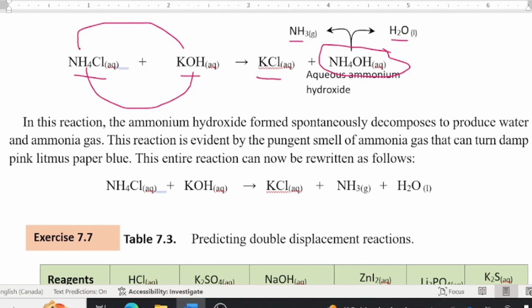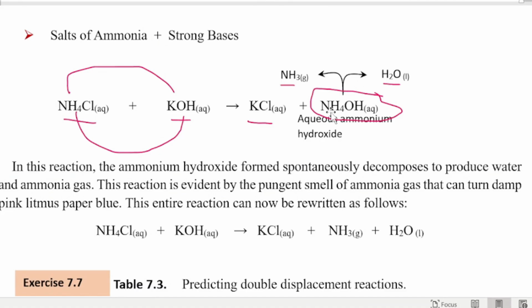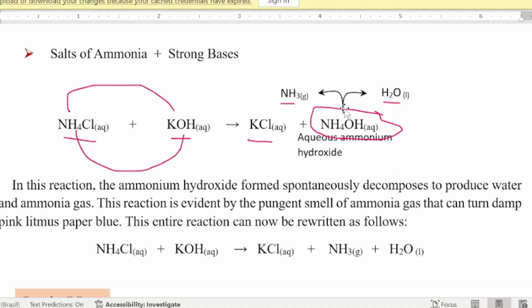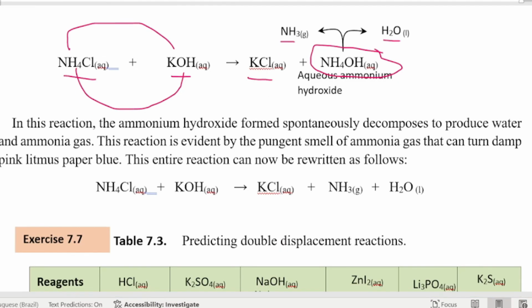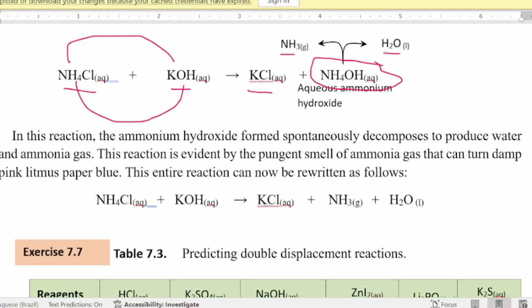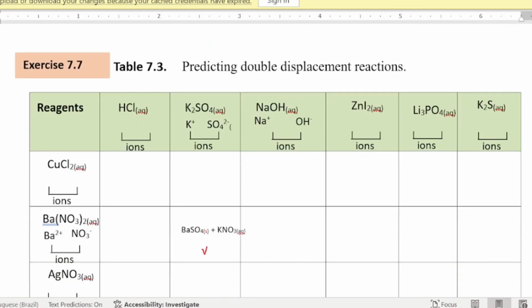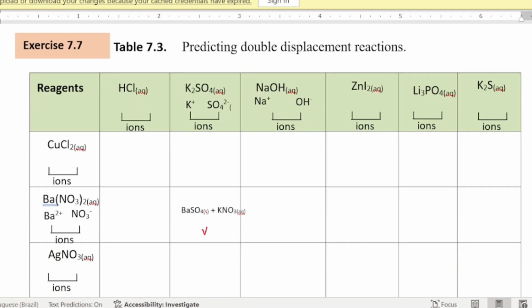Ammonia is produced. What we're saying is that when the ammonium hydroxide is formed, it quickly decomposes into ammonia gas and water there. This ammonia can be identified by its pungent smell and its ability to turn damp pink litmus paper blue. So if you want to check that ammonia is coming out, take a piece of pink litmus paper, damp it, and put it over the tissue where the reaction is taking place, and you'll see that it will go blue.